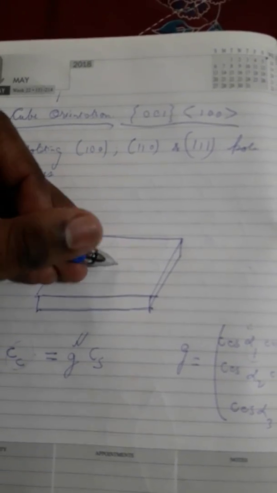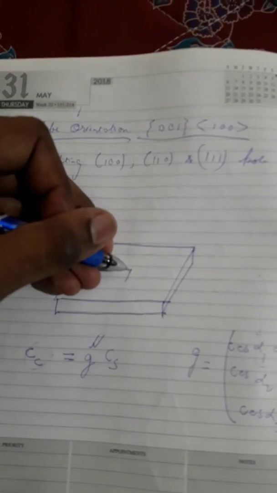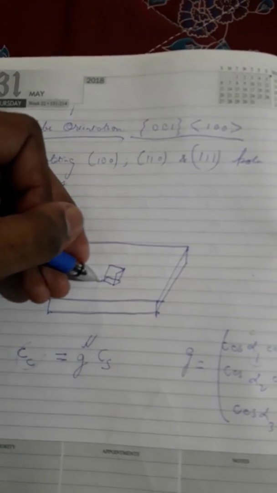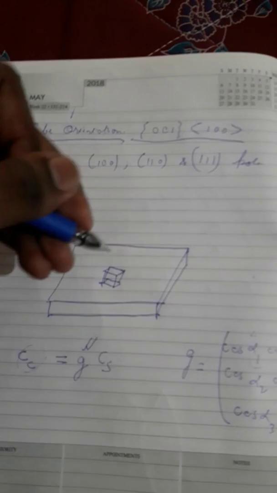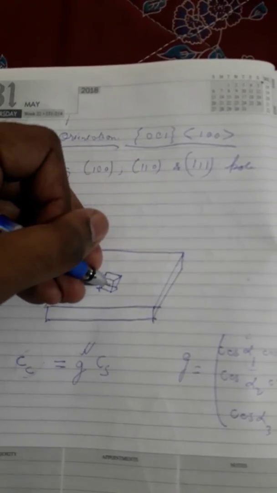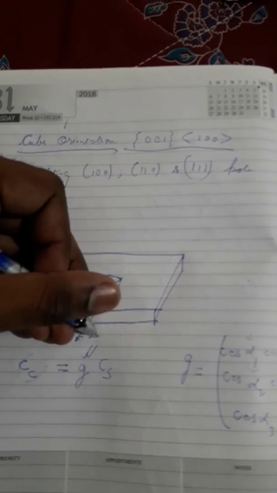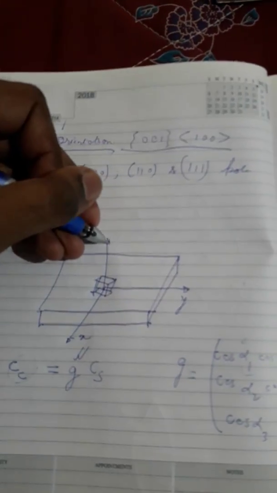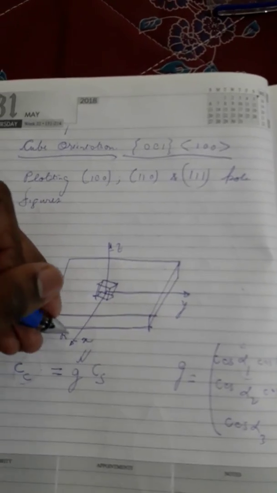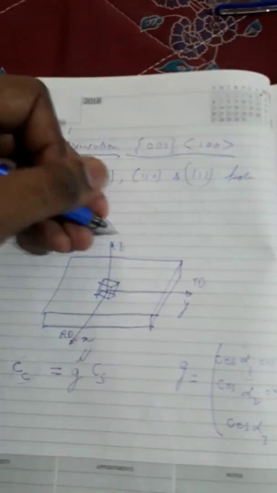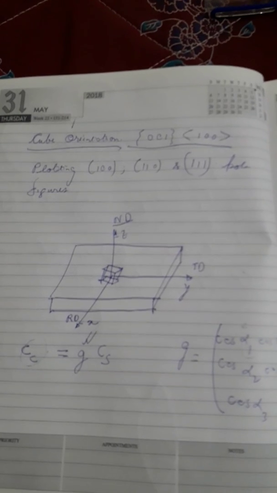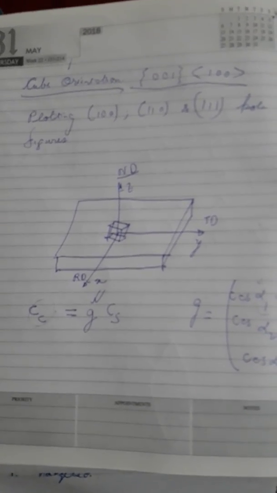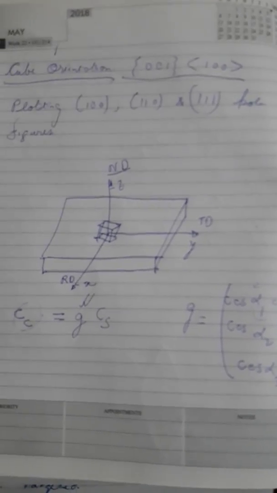To designate this, we'll draw a cubic crystal over here, where we take this, say, to be the x-axis, this to be the y-axis, and this the z-axis. This is basically the rolling direction, this is the transverse direction, this is the normal direction. Also I wish to clear one thing in this context: we are just talking of samples which have been rolled. We are not talking of any extruded sample or deep drawn sample.